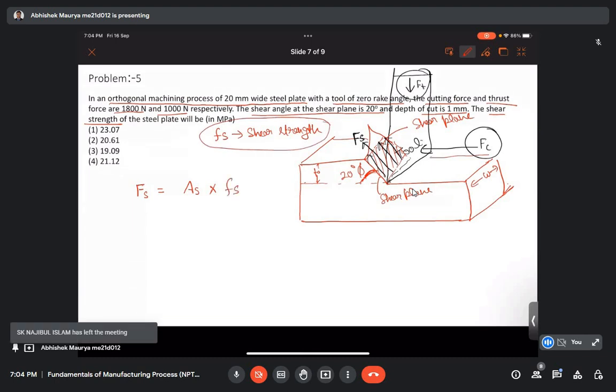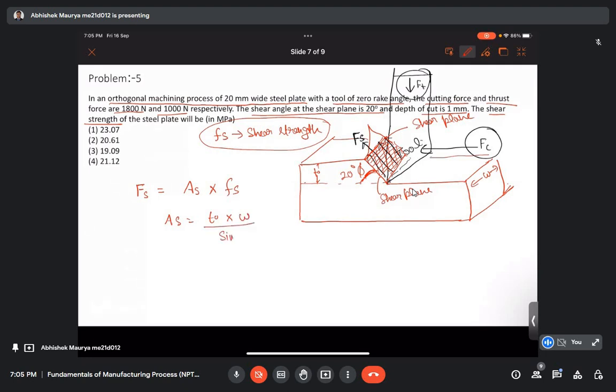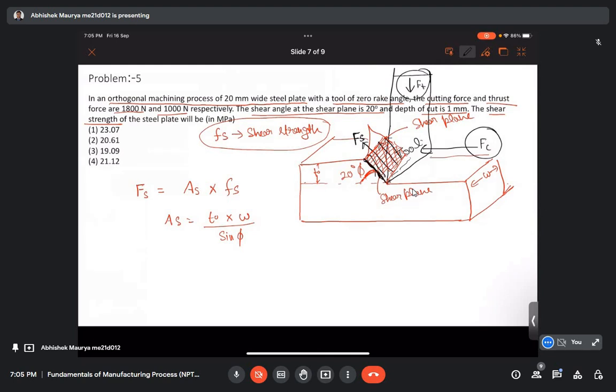Yes, it is true, because if the strength of material is Fs and we are applying the stress Fs on the area As, what is As? This area. And what is this? This is given by T0 multiplied by width divided by sine phi. Basically T0 by sine phi is this length. If we multiply this by the width of the workpiece, then we will get this whole shear plane area.